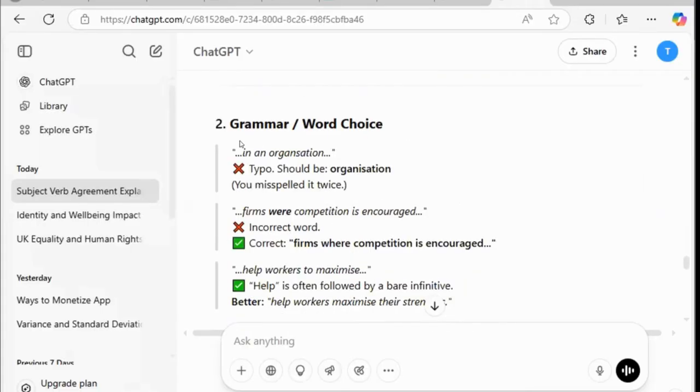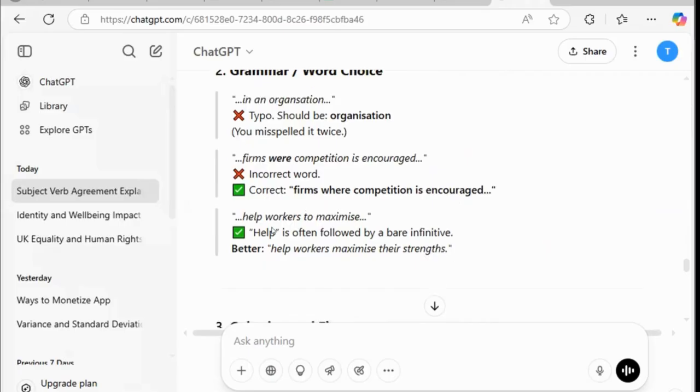Okay, now let's look at this one here. In an organization, can you see the spelling error? There's no I in my own. Can you see ChatGPT is telling me corrections? Farms, where competition, where. Can you see another spelling error? That's a spelling error too. Valid, I agree. I agree with all those spelling errors. Look at the next one. Help workers to maximize. Okay, it says we should remove TO. Help workers maximize their strength. Very true. That's right.